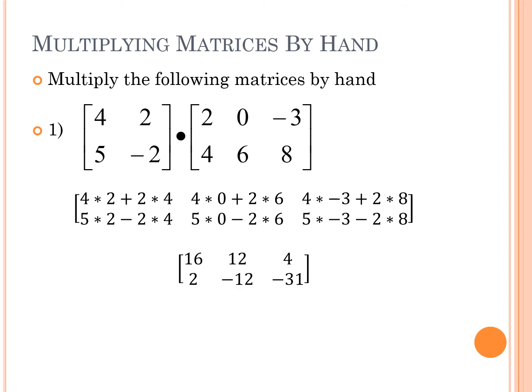Now for this first one here, again, asking yourself if we can multiply it. We've got a 2 by 2 and a 2 by 3. So those middle numbers and the dimensions match. We can do that. Our answer is going to be a 2 by 3 matrix.